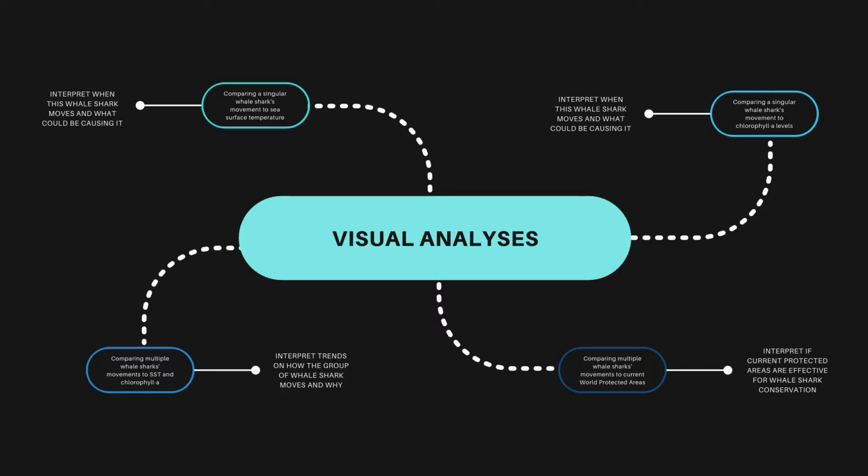And then you can look at the group as an aggregate. And then you're going to compare that to sea surface temperature and chlorophyll A and try to interpret trends of how a group of whale sharks move and why. And then you're also going to look at the group of whale sharks movements and compare it to current marine protected areas to try to interpret if those current areas are effective for conservation.